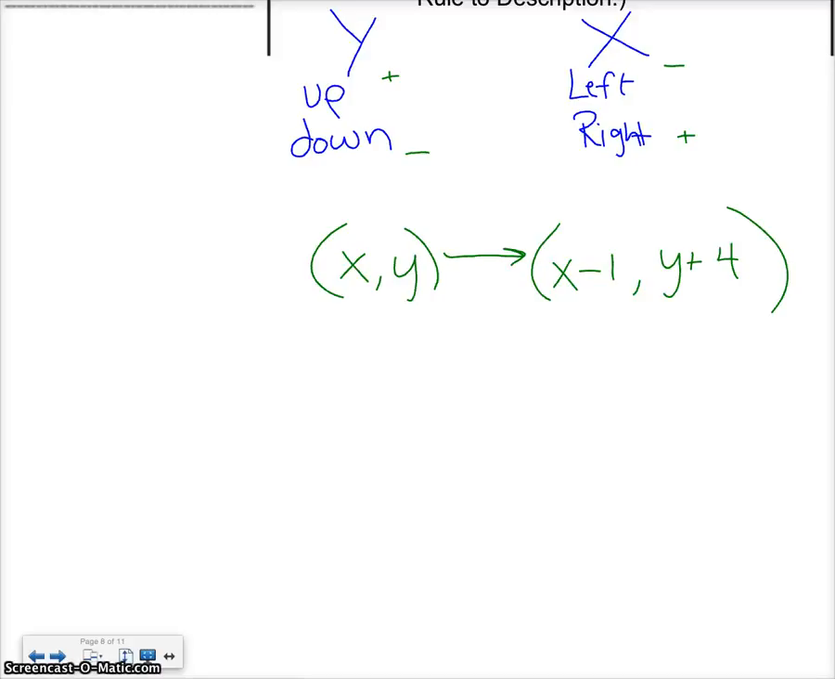Minus for x means I go left. So my description would be I go to the left 1, and y plus means I go up, up 4. That's the description aligned with the rule. So you're going to have to convert between the translated rule and the actual description today.